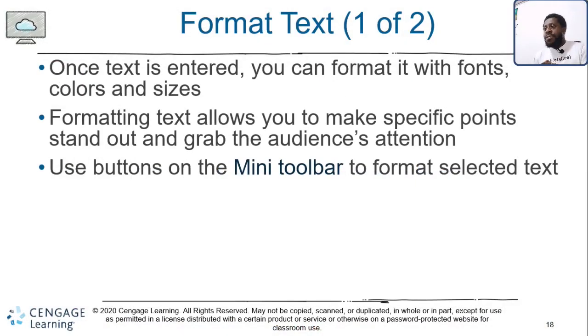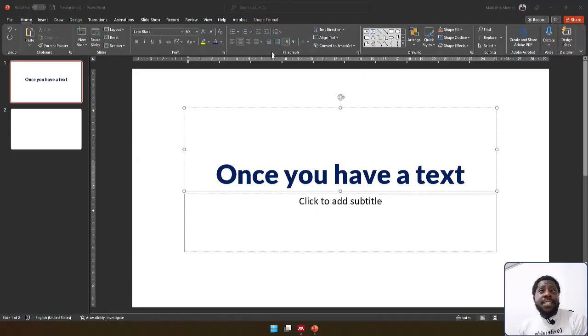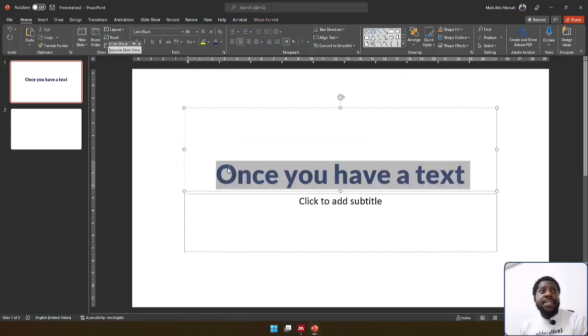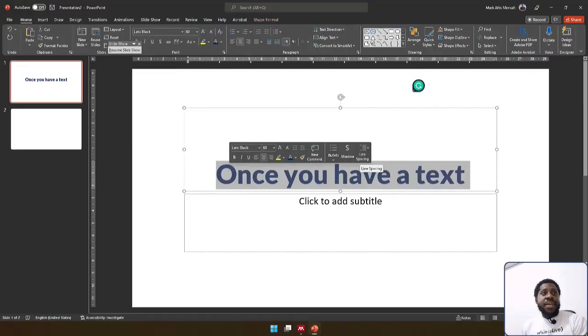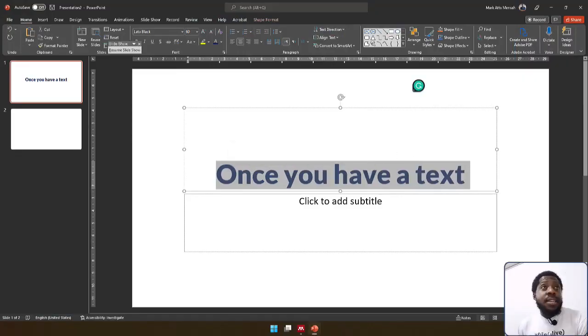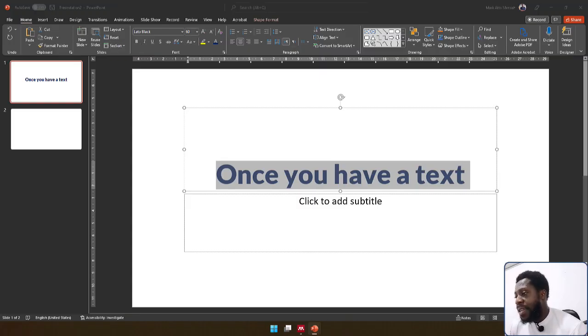okay, it allows you to make specific points stand out and grab the audience's attention. You can use buttons in the menu toolbar to format selected text. So for example, the moment I selected this text, once I highlighted it, I have a menu toolbar with the font type, font group, etc. available. And this cuts across almost all the Microsoft Office productivity tools. So you take notice of that. It's important.